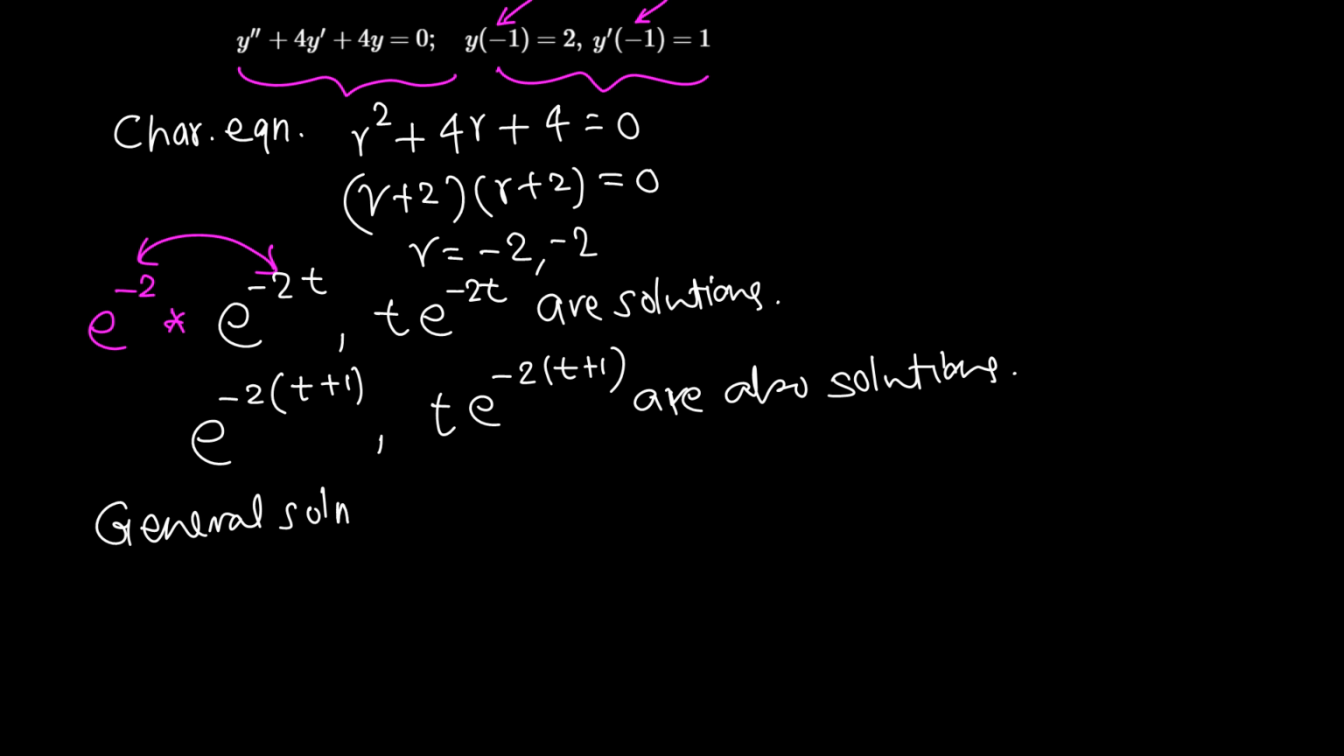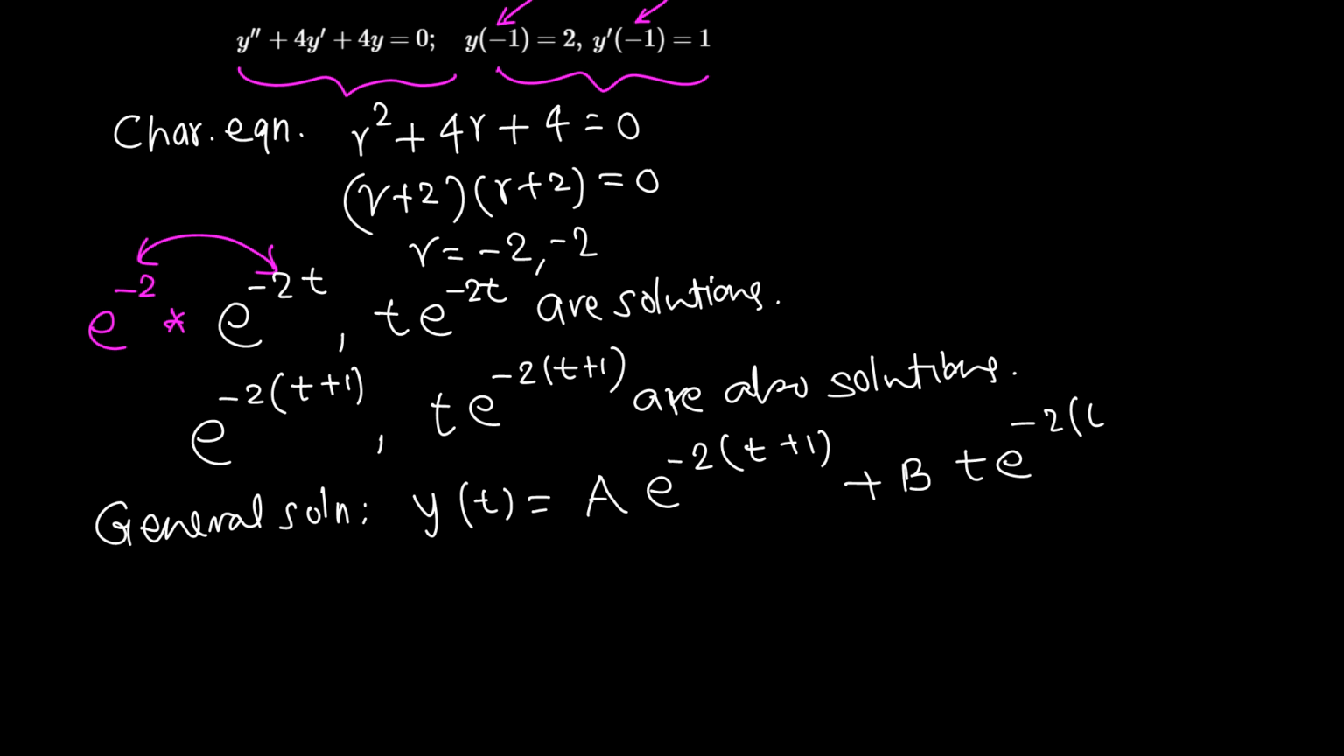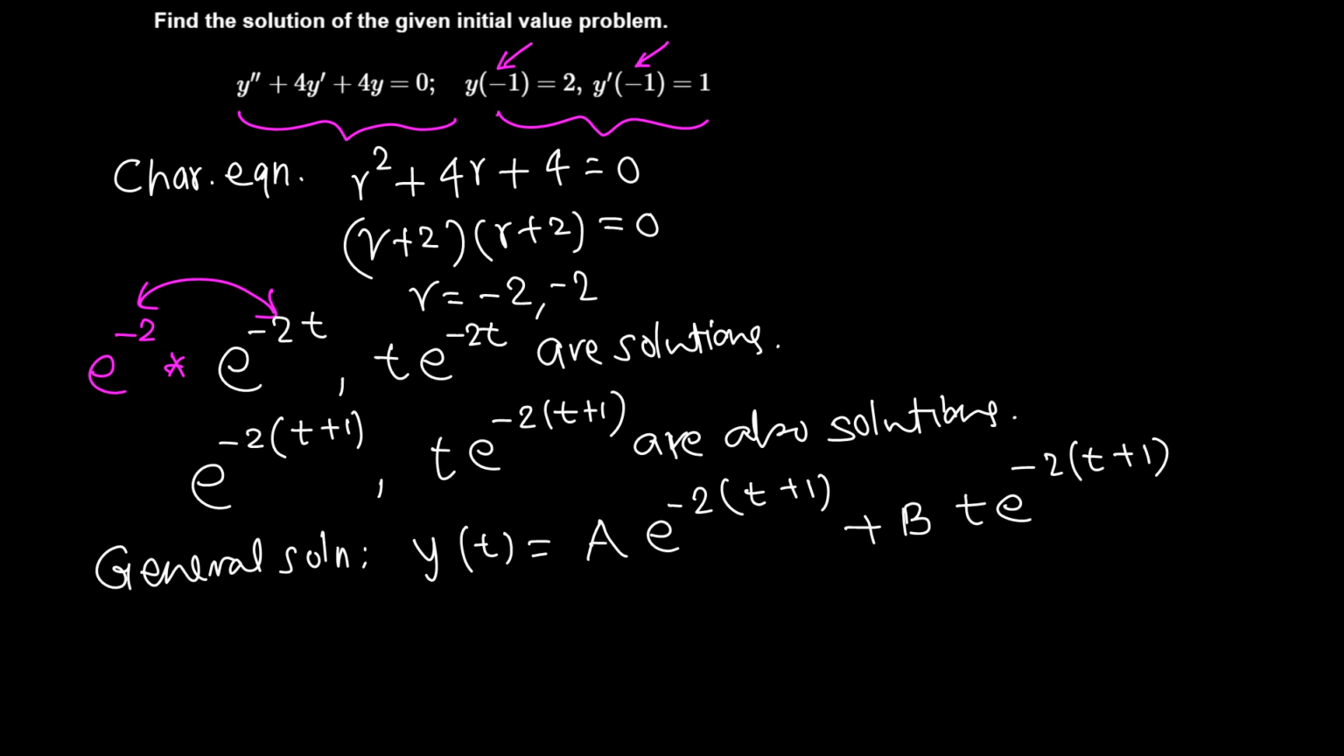Okay, so based on these two solutions, let me write down a general solution. The general solution is just y as a function of t equals c1, or I can write a times the first solution, e raised to negative 2t plus 1, plus b times the second solution, t e raised to negative 2t plus 1. Now we need to determine the values of a and b using the initial conditions. And if we go back and look at the second initial condition, that requires us to determine y prime, because it's given in y prime.